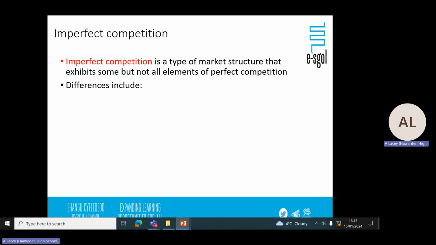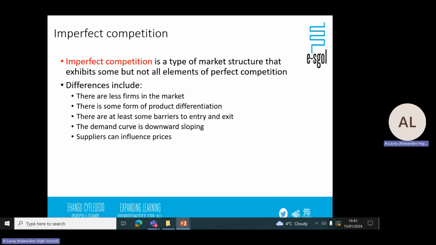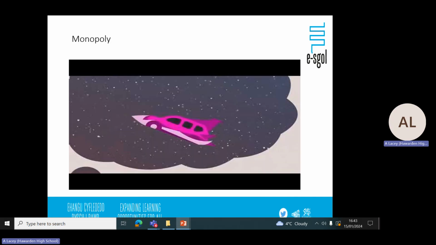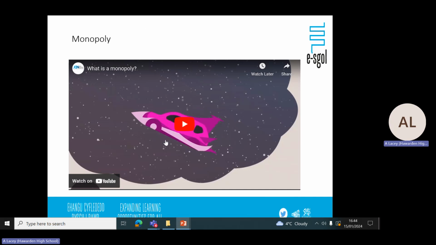Now, imperfect competition is a type of market structure that exhibits some but not all elements of perfect competition. So the differences include that there are fewer firms in the market, that there's some form of product differentiation, that there are at least some barriers to entry or exit, that the demand curve is downward sloping, and that suppliers can influence prices. So we're going to have a little look at a monopoly and what that actually means.